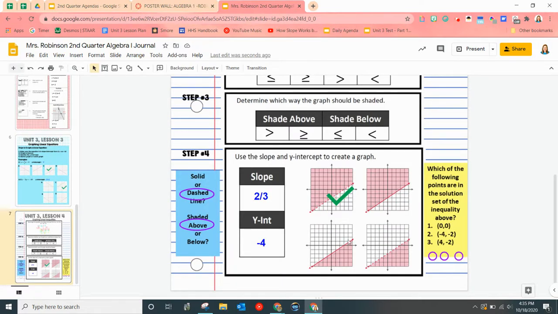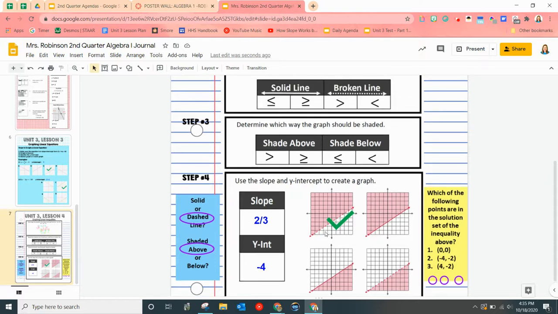If some of your lines are different, but all of these are the same line in the same position on the graph, then you could use your y-intercept and your slope to help you figure out which one was graphed correctly. But most of the time, I'm testing you on whether you know if it's supposed to be shaded above or below, solid or broken line. If you can figure out those two things, solid or broken line, shaded above or below, you can graph these most of the time, 99% of the time.